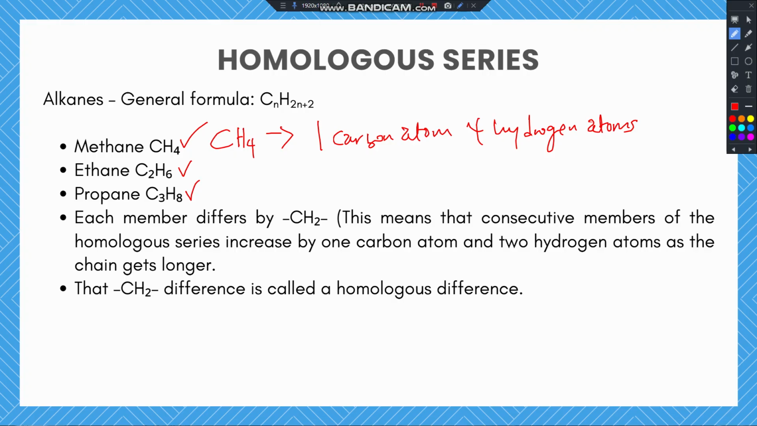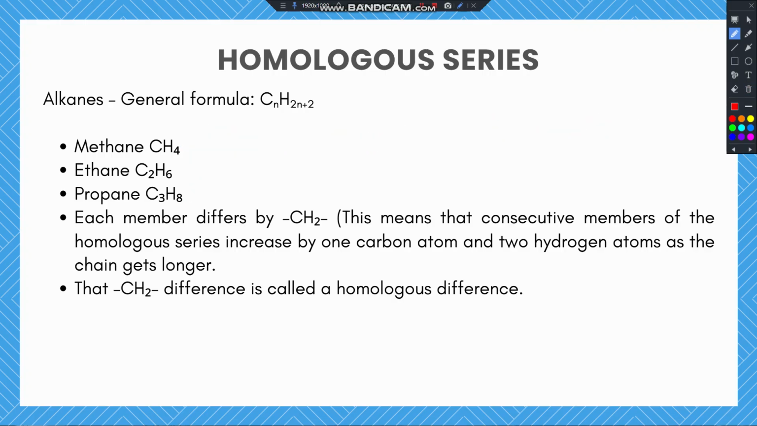Now, there's something about a homologous series, or this alkane family, that you need to know. Each member differs by CH2. What does this even mean? It means that consecutive members of the homologous series increase by one carbon atom and two hydrogen atoms as the chain gets longer. Let me explain.